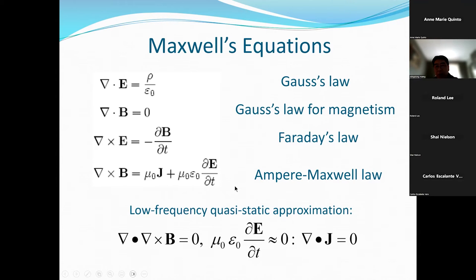Now for the MEG, we're not dealing with the whole set of equations. We're dealing with a specific case called the low frequency quasi-static approximation. The reason is, as I mentioned in my last lecture, the MEG signal is in a low frequency range. Almost 99% of MEG signal is below 100 Hertz, okay? Imagine an electromagnetic wave traveling at the speed of light, 300 thousand kilometers per second. The wavelength is extremely large, right?